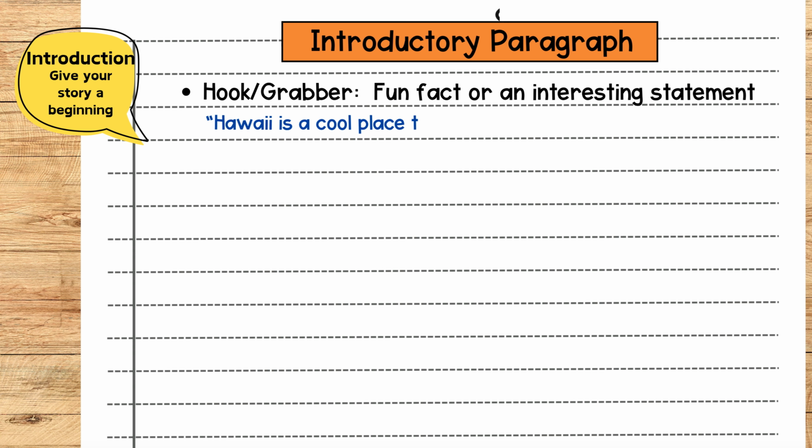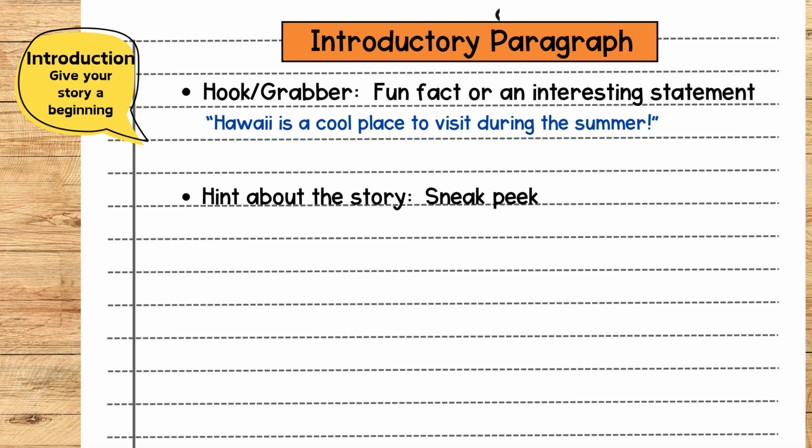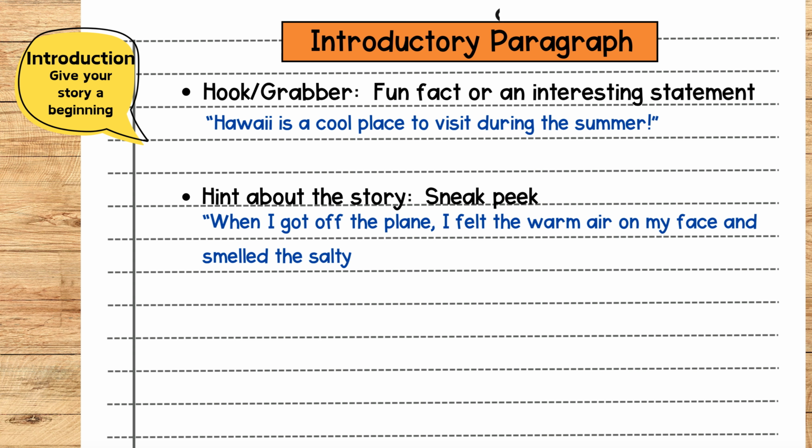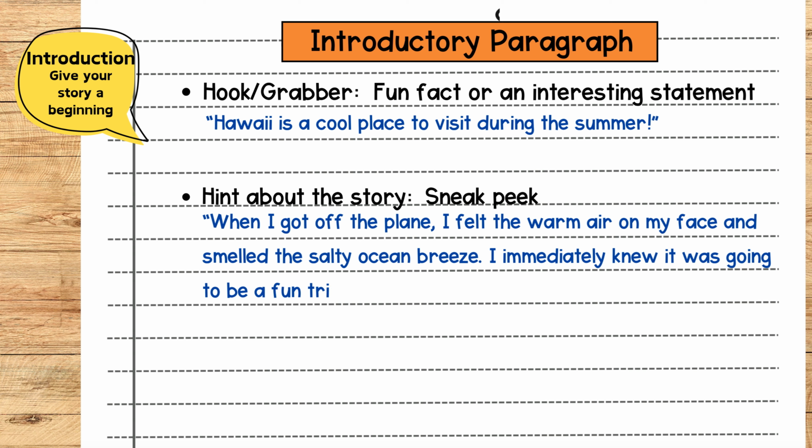My hook will be, Hawaii is a cool place to visit during the summer. Next, it should include a hint about the story. This is a sentence or two that gives a sneak peek about your writing. Here's my hint. When I got off the plane, I felt the warm air on my face and smelled the salty ocean breeze. I immediately knew it was going to be a fun trip for my family.